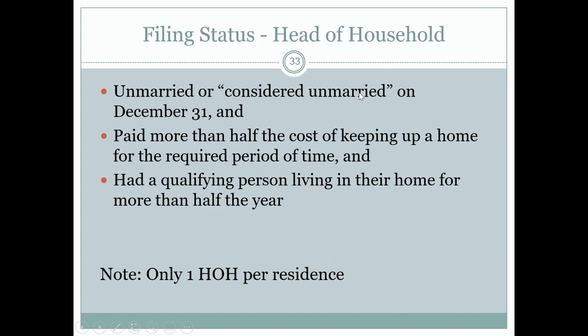The next filing status that we'll discuss is head of household. This is the person who is unmarried or considered unmarried on December 31st of the tax year that we are preparing the return for. In addition to being unmarried or considered unmarried, they have to have paid more than half the cost of keeping up a home for the required period of time, and they had to have a qualifying person living in their home for more than half of the year.